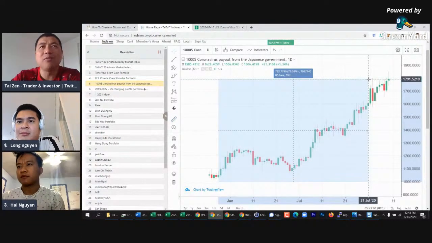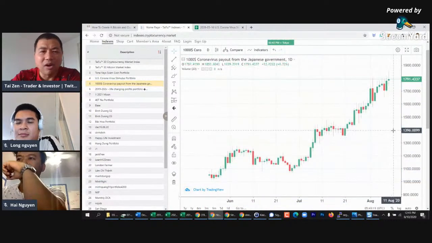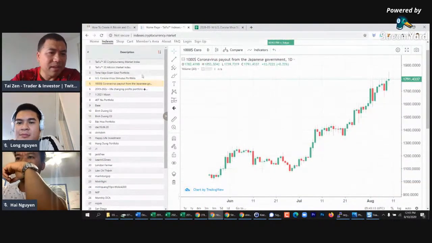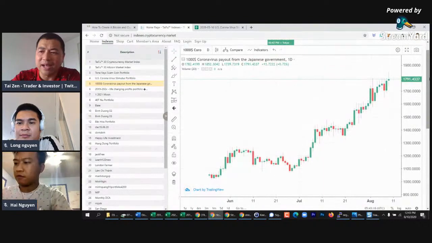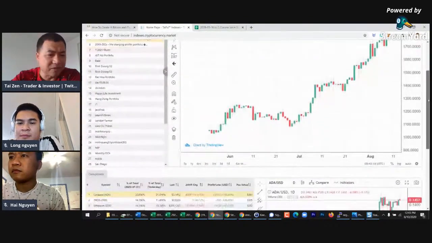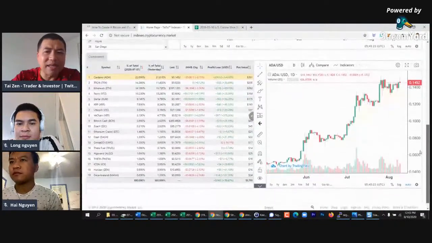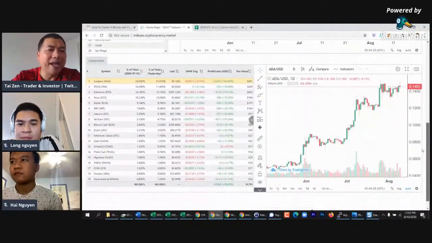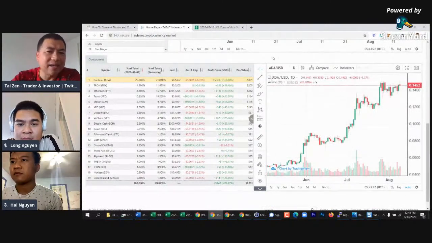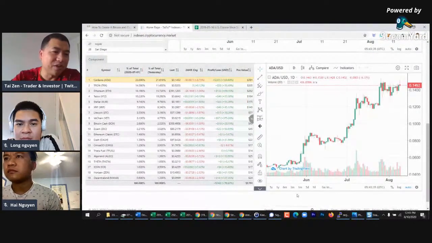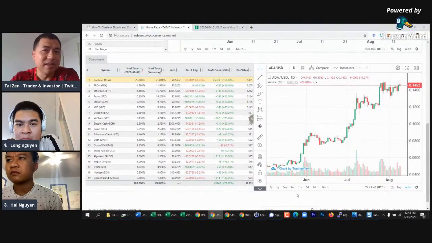So let's see why. Let's see why both of these portfolios are tracking the same index, and why is one doing 79% while the other one's doing 62%. If we look down here, I can already see what's wrong with it. Can you guys see what's wrong with this? Why is it different? Can you look at this and see what makes this portfolio do 79%? The Japanese coronavirus portfolio is doing 79%, and the American coronavirus stimulus portfolio is doing only 62%.